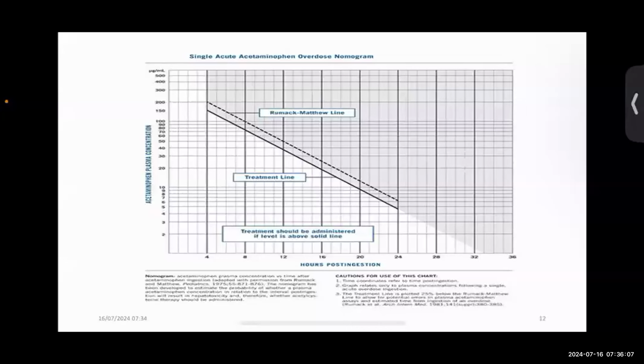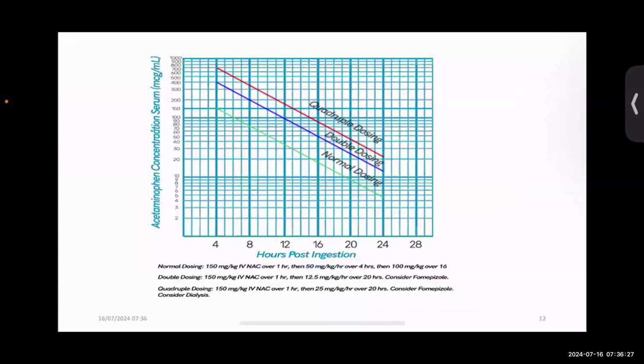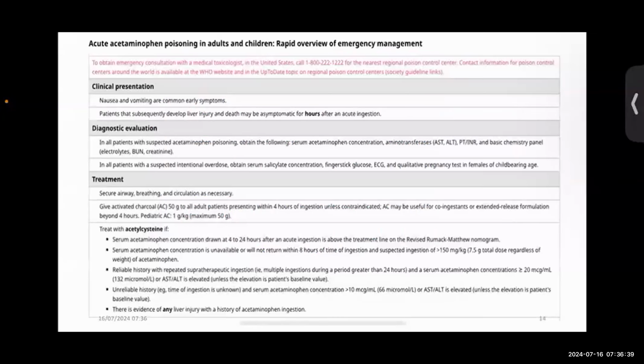Normally the Rumack-Matthew nomogram puts the treatment line at 200, but it has now been modified to put treatment at 150 because of some pre-analytical or analytical errors in getting the serum acetaminophen level. So it's put at 150 now. There are also other lines that could help with treatment, where you have to look at the issue of double dosing or quadruple dosing, depending on how the patient presents with time and concentration. I think we'll look at that when we put it. Then the general management of acetaminophen toxicity in very serious presentations is also outlined here.